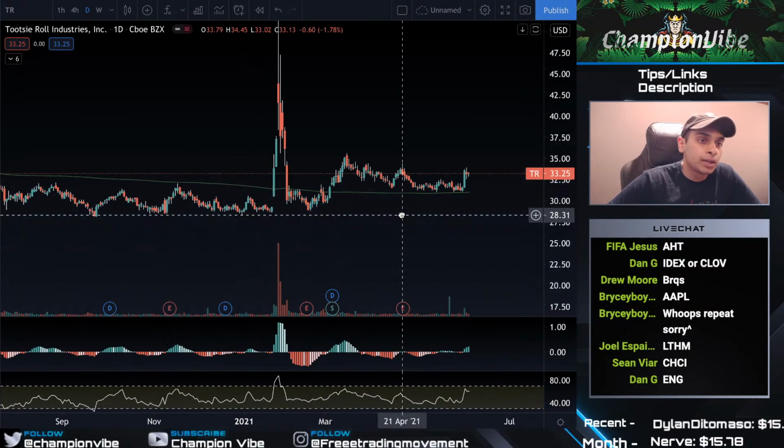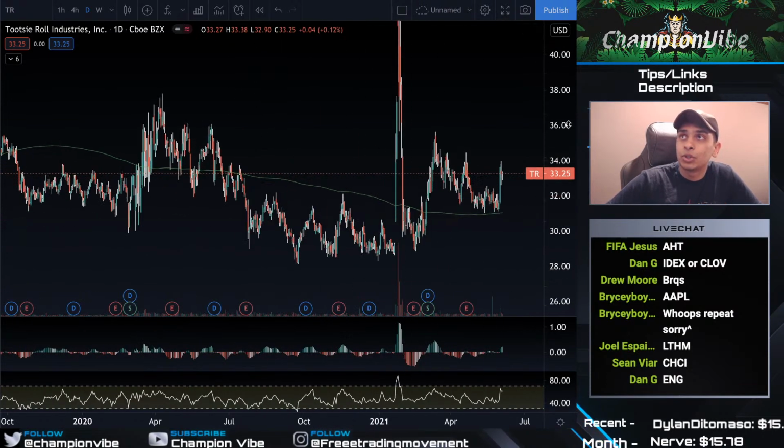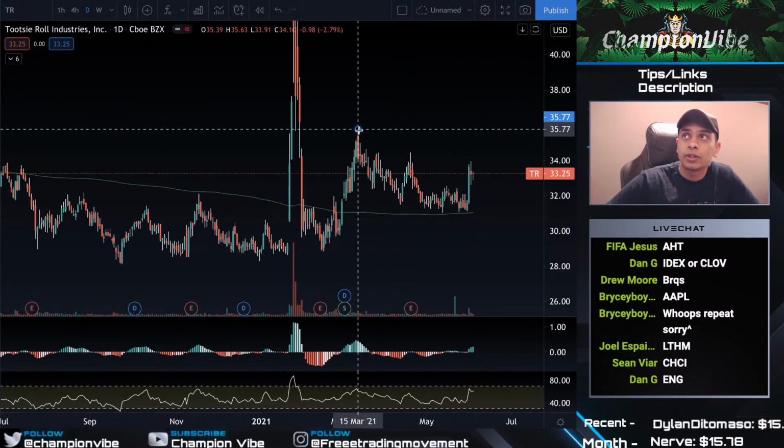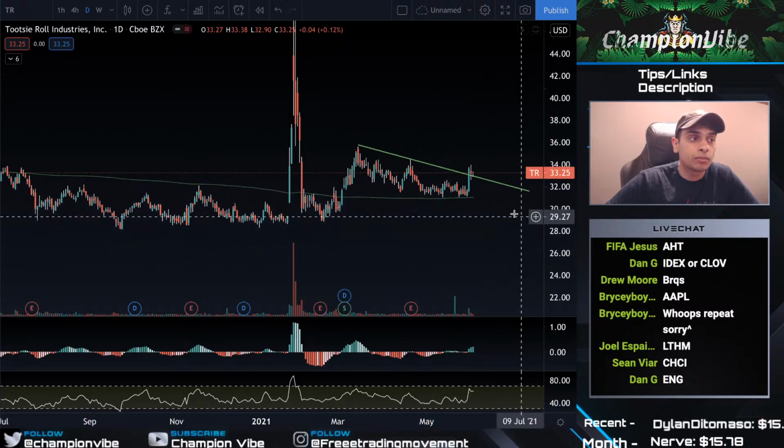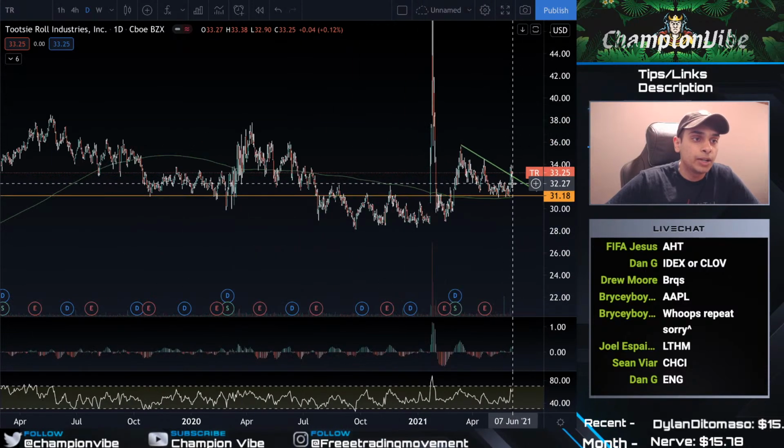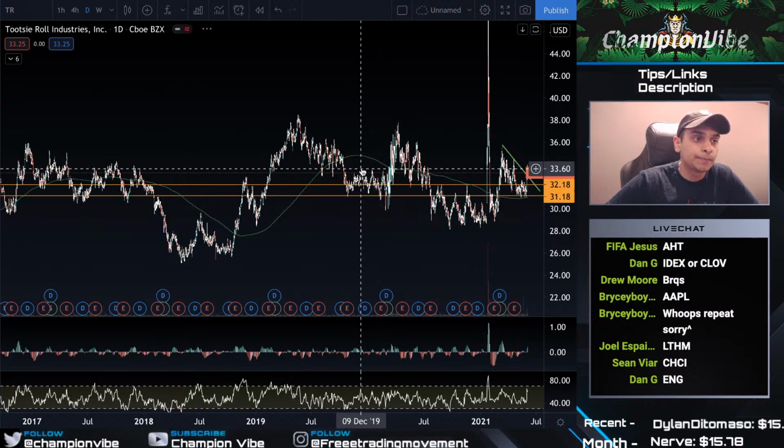Tootsie Roll. I don't know how they're doing fundamentally nowadays, but the chart looks pretty decent. It's holding that 200-day moving average, kind of breaking out of this supply line. It's above major areas that used to be resistance.